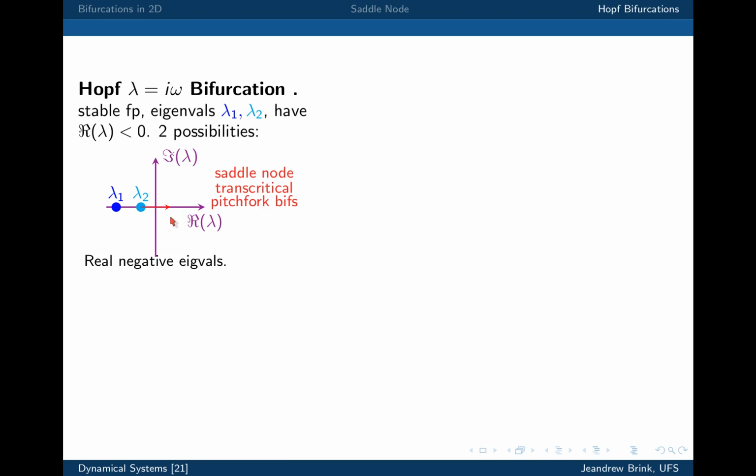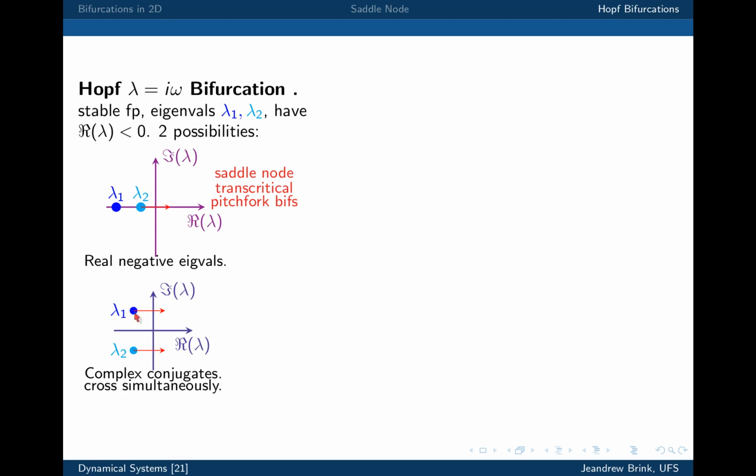Okay. The second possibility is if, for example, you have a stable spiral, right? Remember the stable spiral has complex conjugate eigenvalues. So you had your two eigenvalues, lambda 1 and lambda 2. And what can happen is they can remain complex conjugates of each other. So basically the imaginary part is the negative of the other one. But they can both move at the same time across the stability line where tau is equal to 0.